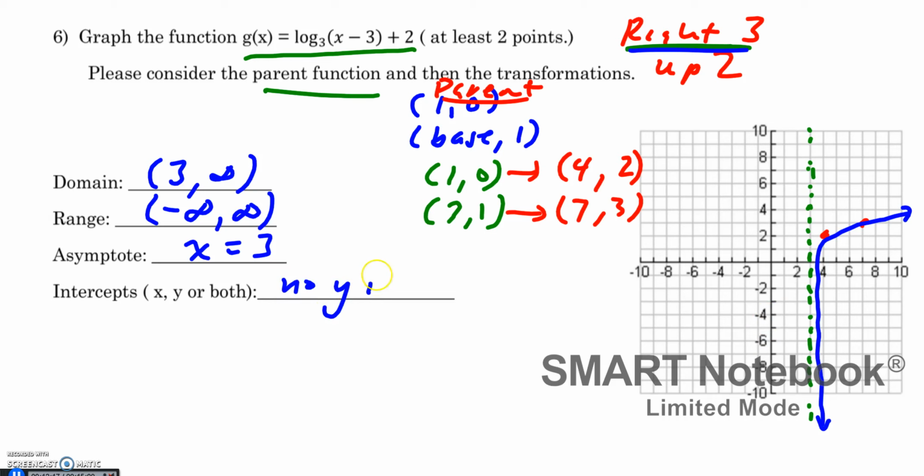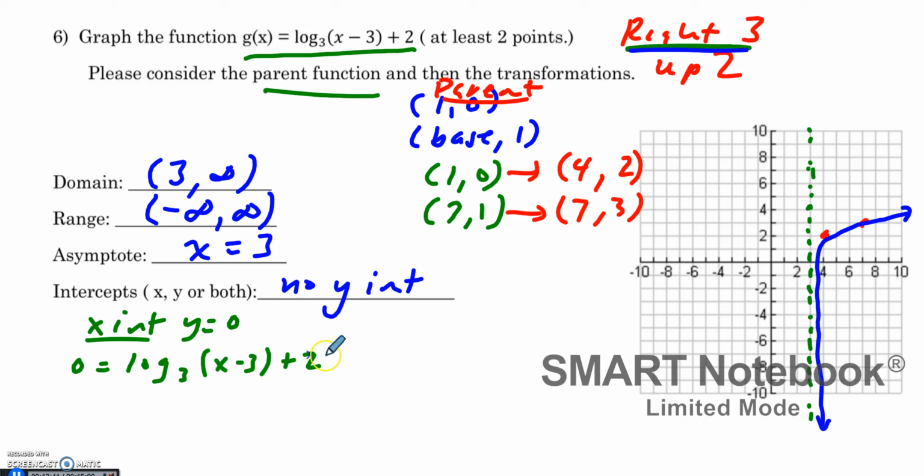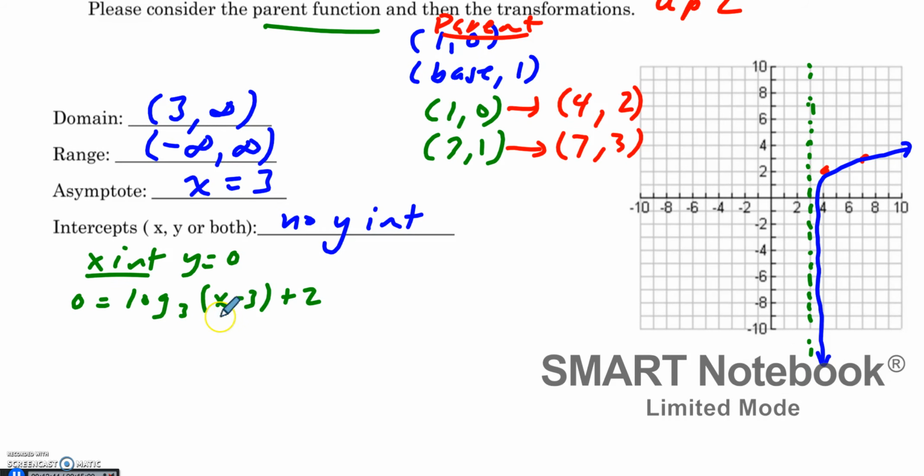So I'm going to make a note. We have no y-intercept because it does not cross the y-axis, and I can show you why in just a second. But it looks like I do have an x-intercept, and again, it looks like it's not nice. So probably we're going to have to use exponents or logs to solve. If I would like to find my x-intercept, that means that y equals 0. So if I look at my original problem and I plug in 0 equals log base 3 of (x minus 3) plus 2, I have a log equation, so most likely we want to create an exponential equation. The first thing we would do is move the 2 to the other side by subtracting it. So we'd have negative 2 equals log base 3 of (x minus 3).